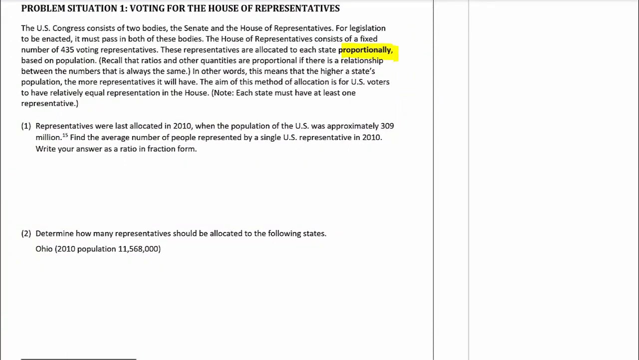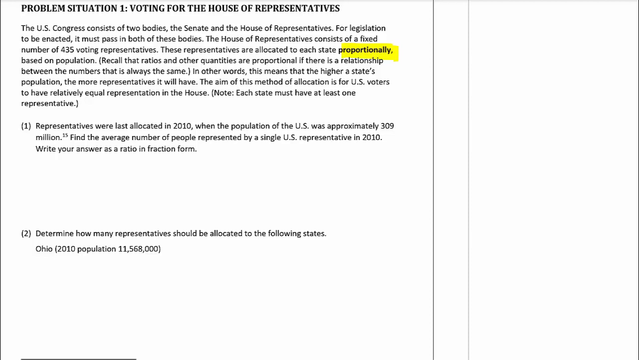So question number one: representatives were last allocated in 2010. It's a little outdated statistics. Actually, the last allocation happened later, I believe in the year 2020. But for this lesson, in order to understand the mathematics of it, we're going to use the numbers from 2010. As you know, last year the census was conducted to find out information about people living in the United States. That's exactly when this type of mathematics is done. Soon we will update this lesson to reflect the 2020 census.